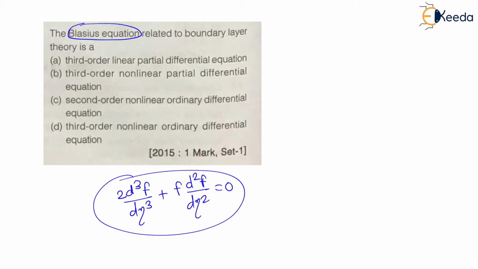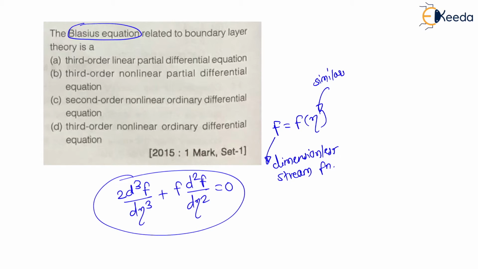Now, my dear students, here this f is a function of eta, where f is nothing but the dimensionless stream function. It is called the dimensionless stream function that you have learned in fluid mechanics. And this eta is called the dimensionless similarity variable. Therefore, this Blasius equation gives the relation between stream function and similarity variable, right? And this is a third order differential equation.